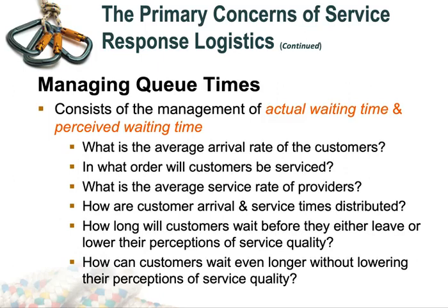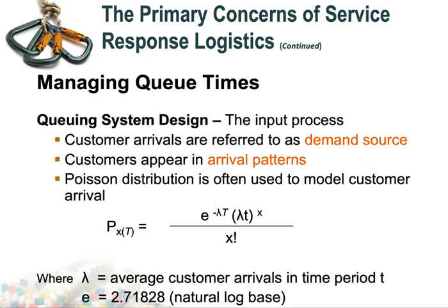And then how can customers wait even longer without lowering their perception of service quality? So I think that's the idea. Given the number, given seating facilities, and also maybe free drinks, or other so-called entertainment, or just refreshments for the customer. And managing queuing time, queuing system design: the input process will be customer arrival.